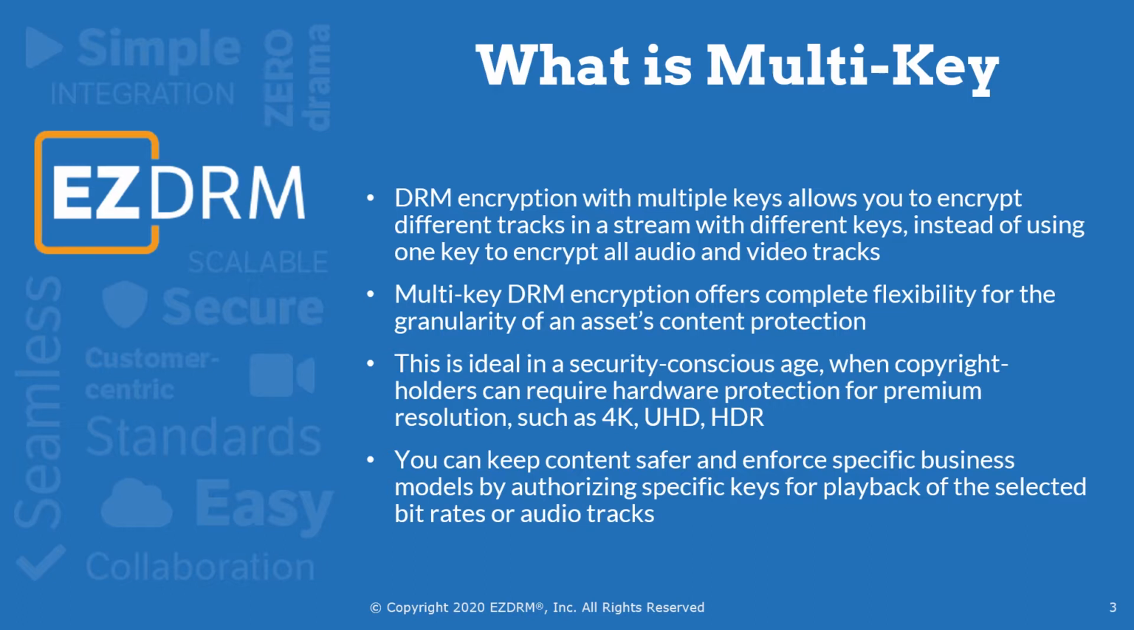This is ideal in a security-conscious age where copyright holders can require hardware protection for premium resolutions such as 4K, Ultra HD, and HDR. This ties into what's known as Level 1 and SL3000 hardware-based DRM security, as opposed to a software-based DRM system, which is L3 and SL2000 in the industry. And you can keep your content safer and enforce specific models by authorizing specific keys for playback of the selected bit rates and audio tracks.